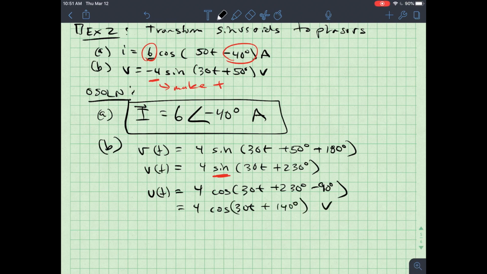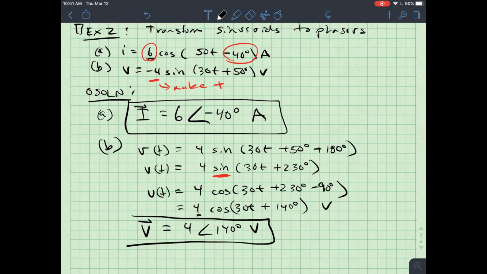volts. Finally, I can convert this to phasor form. V phasor is just equal to 4 angle 140 degrees, taking the amplitude and the angle and then putting units on to make this 4 angle 140 volts. Whew. Example 2 is done.